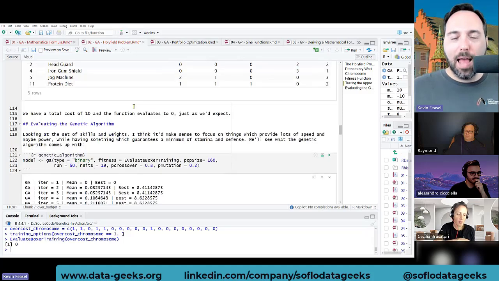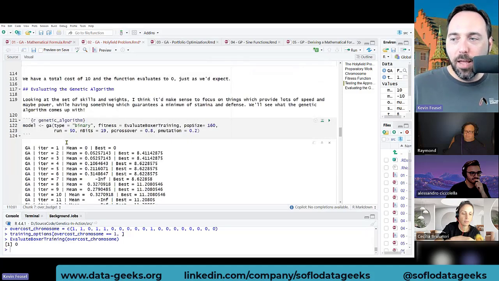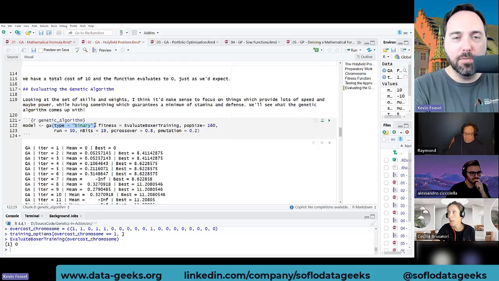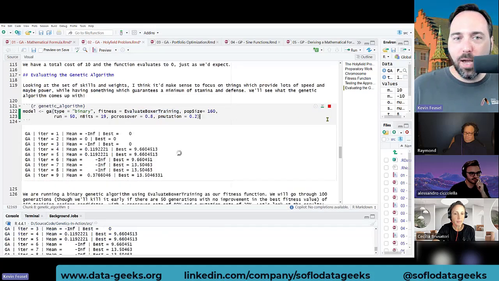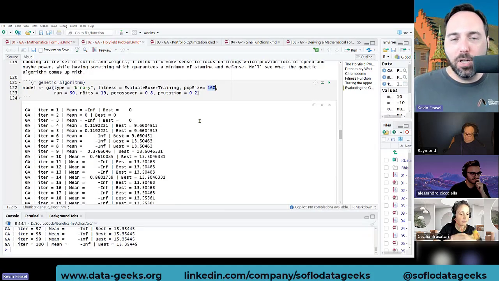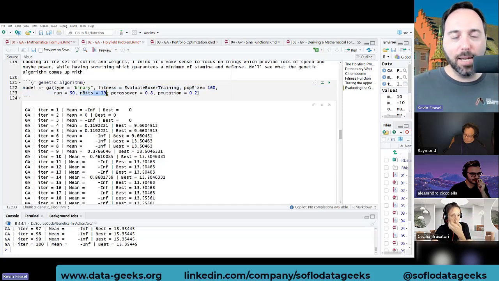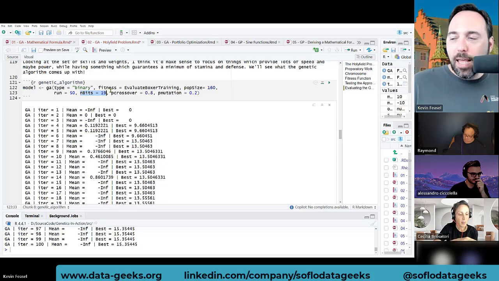And this is where our genetic algorithm can come into play. In this case, our type is binary because we are solving a series of yes or no. Yes to the exercycle, no to the exercycle. Yes to the iron gum shield, no to it. My fitness function will be the evaluation. I'm going to have a population of 160 boxers in every generation. We're going to run 50 separate generations. And I'm telling them that the chromosome size is 19. I have 19 genes in there. And then I can set probabilities of crossover and mutation.